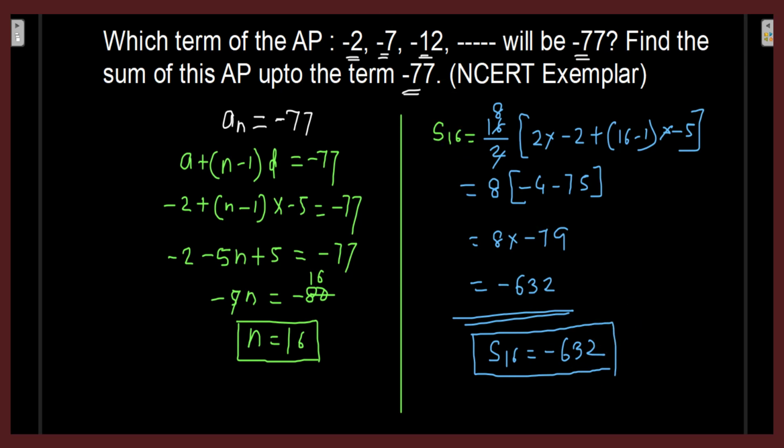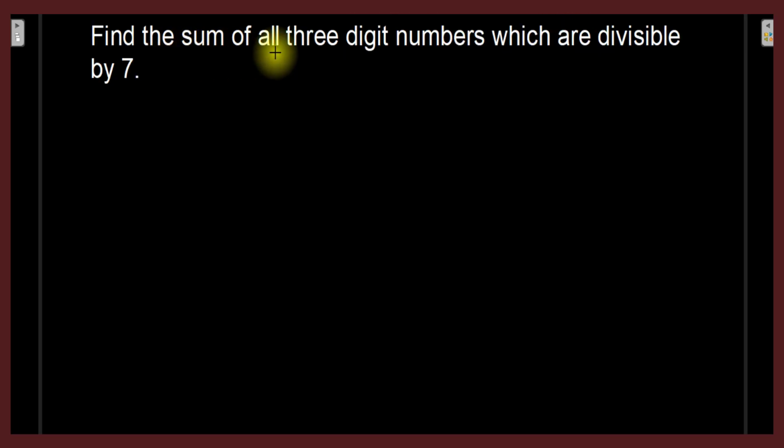Now let us move to the next question. Now the question is on the screen. Find the sum of all 3-digit numbers which are divisible by 7. We have to find the sum of all the 3-digit numbers which are divisible by 7. And so here the first 3-digit number divisible by 7, that will be 105.